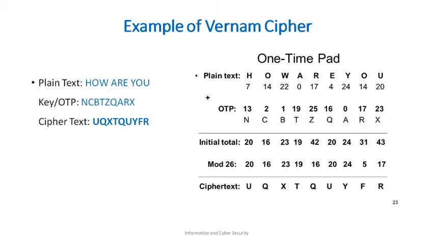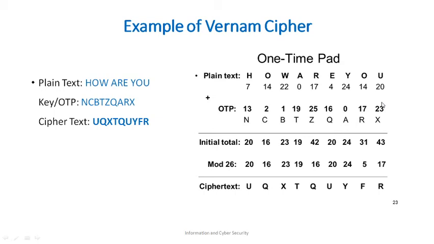For example, the plain text given is "how are you", and the key, or one-time pad, given is NCBTZQARX. The very first step is to convert the plain text and the one-time pad into numbers using A equal to 0 to Z equal to 25. So H will become 7, O will become 14, W will become 22 and so on. In the one-time pad, N will become 13, C will become 2, B will become 1, and so on.